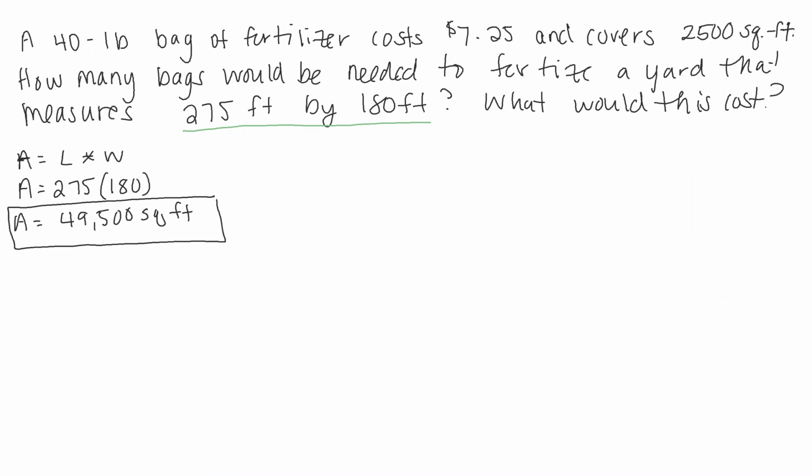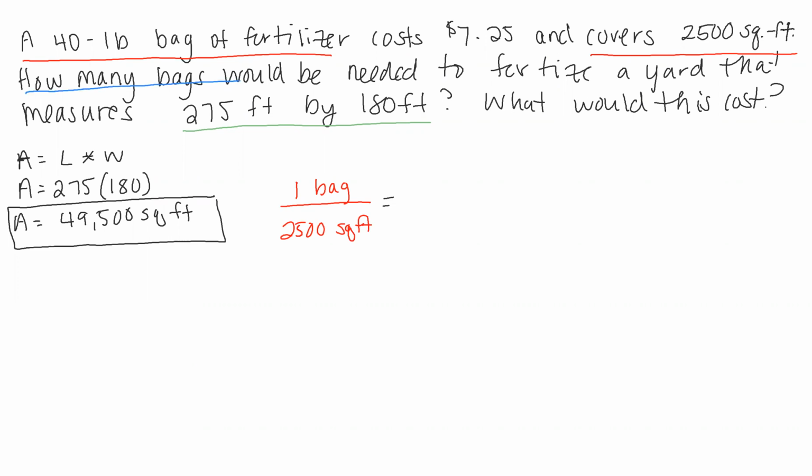So what we need to do now is figure out how many bags of fertilizer. We know that one 40-pound bag of fertilizer costs $7.25, but most importantly right now, it covers 2,500 square feet. So this information, we don't need all of it. We need that one bag covers 2,500 square feet. So we've got one bag and it covers 2,500 square feet. Well, we need to figure out how many bags are going to cover 49,500 square feet. Okay. So instead of using the dimensions of the yard, we're going to use the actual area of the yard. So 49,500 square feet.